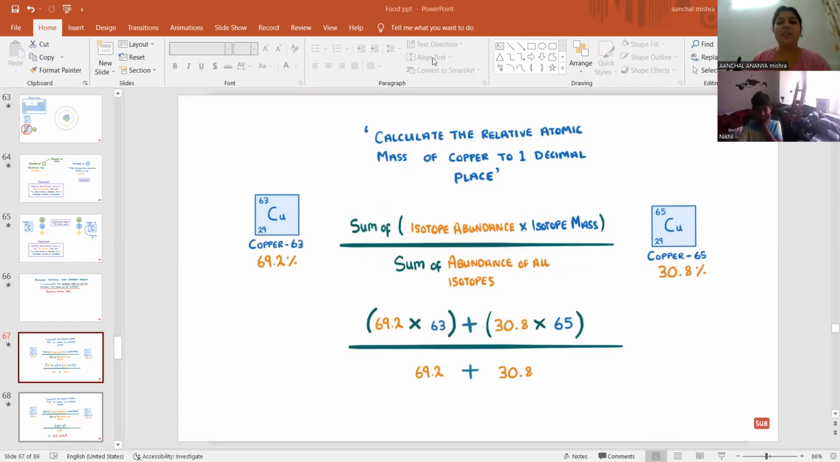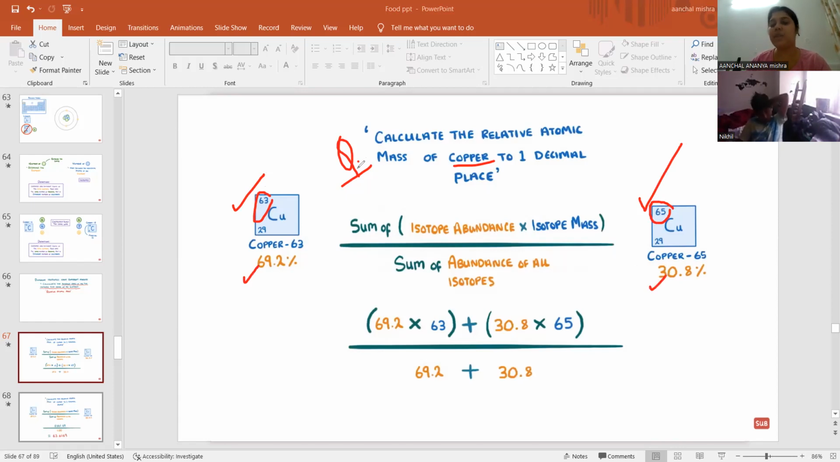Okay, so we have this question, and we have to calculate the relative atomic mass of copper to one decimal place. We have two isotopes of copper, copper 63 and copper 65. The atomic mass of copper 65 is 65 and copper 63 is 63. And this is the relative abundance: it is 69.2% and 30.8%.